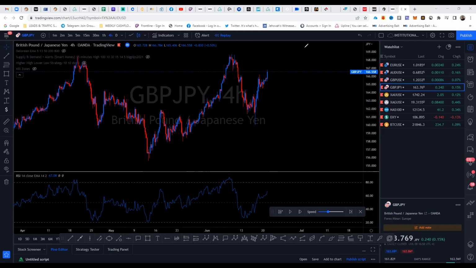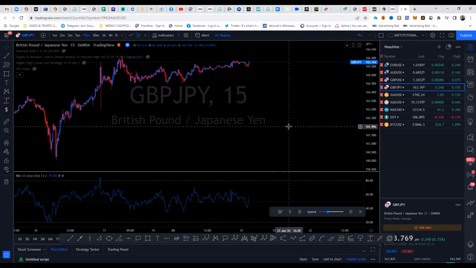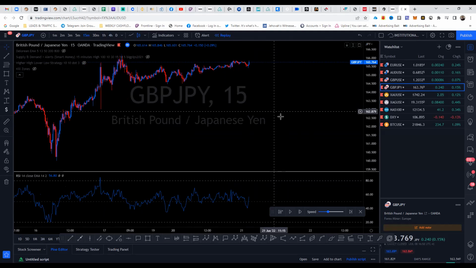So once I see that, then that makes me want to go to the 15-minute time frame and start marking up my market structure. So the first step is that I mark up my market structure.